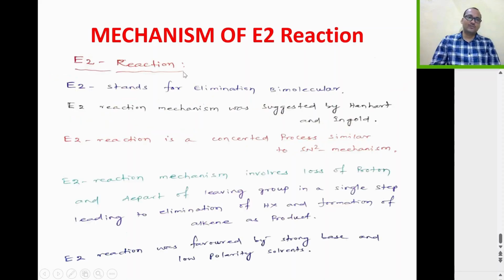The next is the E2 reaction. E2 stands for elimination bimolecular. The E2 reaction mechanism was suggested by Hanhart and Ingold. The E2 reaction is a concerted process similar to the SN2 mechanism. The E2 mechanism involves the loss of a proton and departure of the leaving group in a single step, leading to the elimination of HX and formation of an alkene as product. The E2 reaction is favored by a strong base and a low polarity solvent.